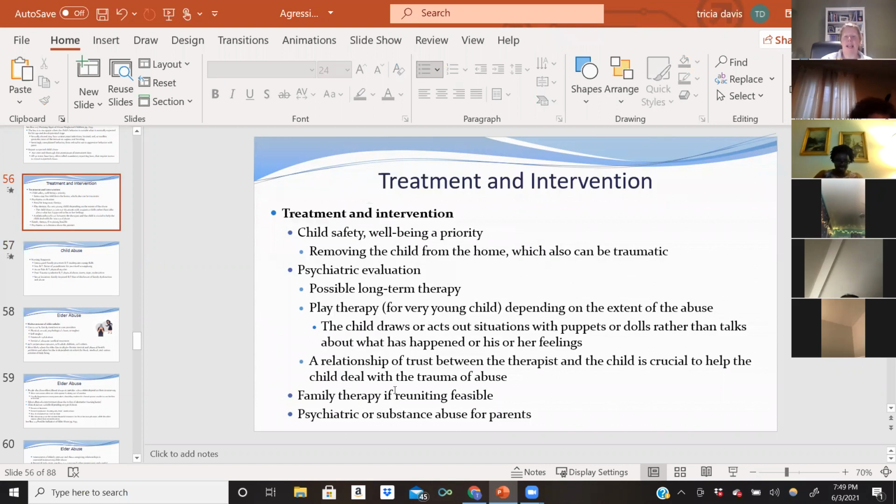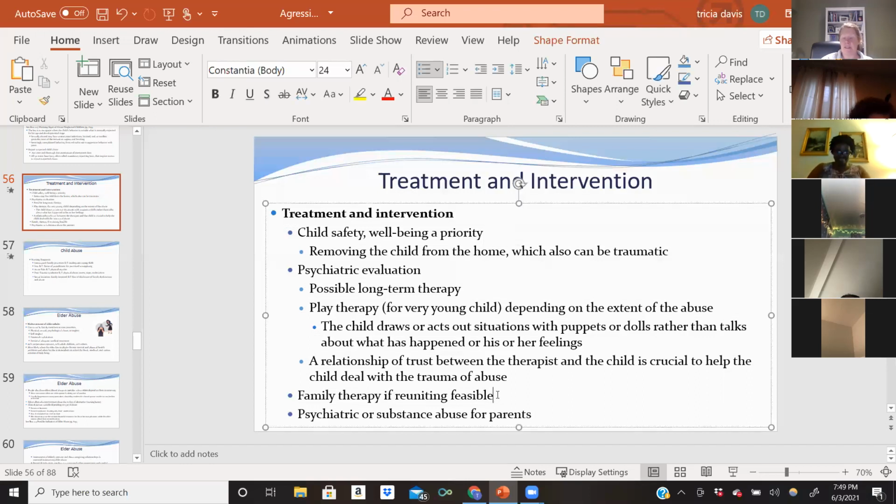Family therapy can happen if they're going to be reunited with their family members. If the abuse was so extensive that they won't be going back to the family, or if maybe the parents have given up their rights to the child, then they wouldn't have family therapy. But if it's feasible for them to go back, then they will encourage the mom and the dad, or whoever's in that family, to meet on a weekly basis with the therapist and the child, so that way things will be better for the child when they return back to the family members. And then we want to offer psychiatric or substance abuse treatment for the parents who are abusing their children.